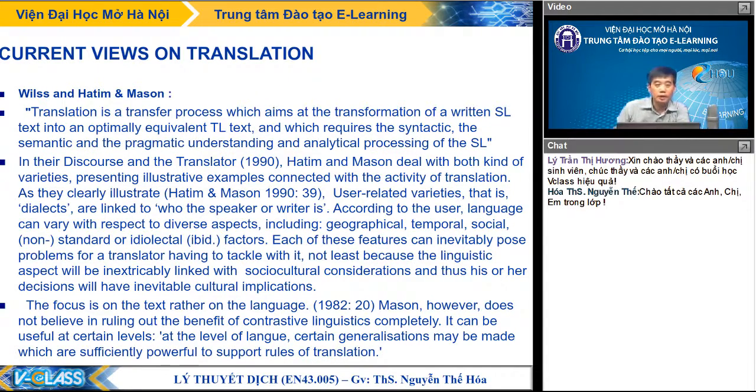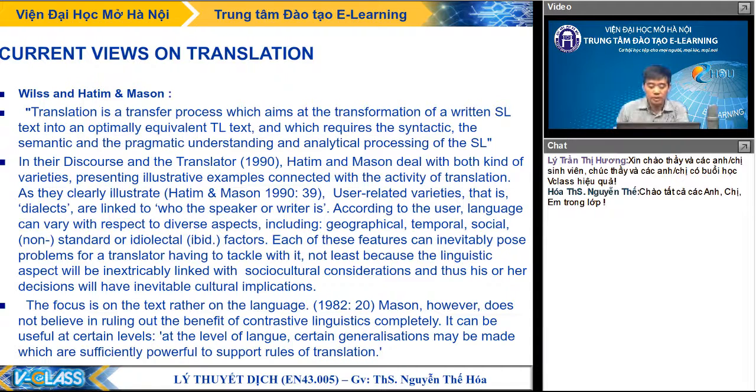And now we move on to Wilss and active animation. They have a definition of translation here. Translation is a transfer process, which is the transformation of the written source language text into an optimally equivalent target language text. It requires syntactic, semantic and pragmatic understanding and the analytical processing of the source language text. For this approach, they pay attention to the text rather than the language.